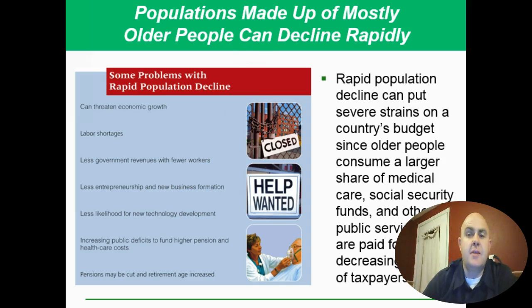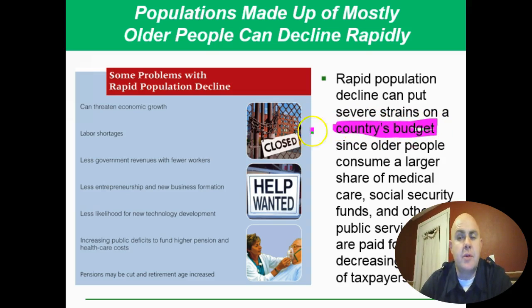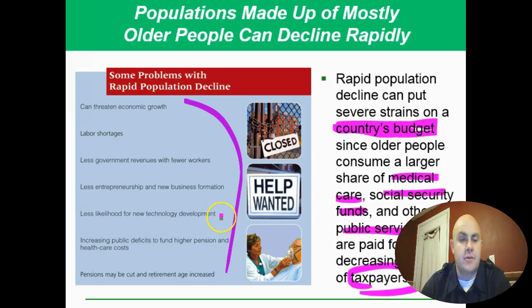So populations made up mostly of older people usually have a tendency to decline very rapidly. And that puts all kinds of issues on a country's budget, because older people use a lot of medical care and Social Security and a lot of public services that need to be paid for. And so we need to understand how we're going to take care of those people and what we're going to do with a huge population of those. And so here are just some of those problems. So make sure you read through those.